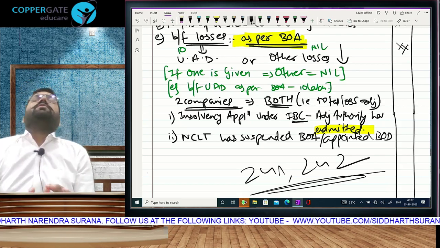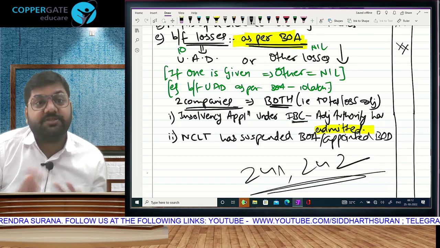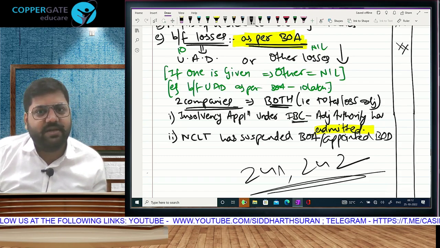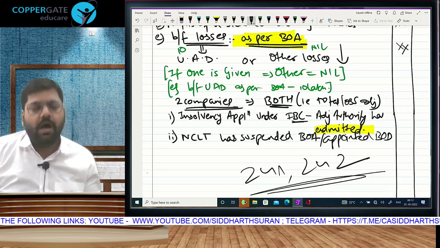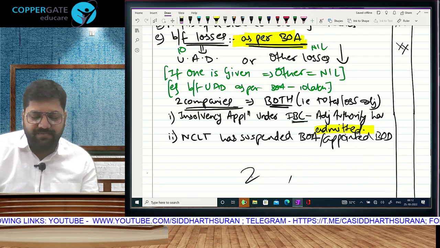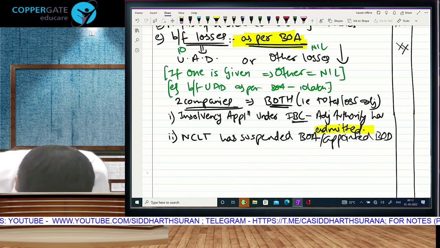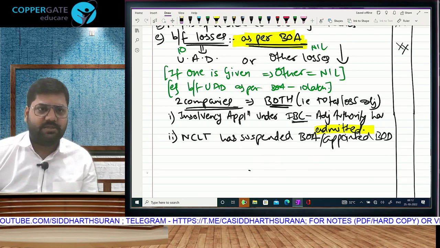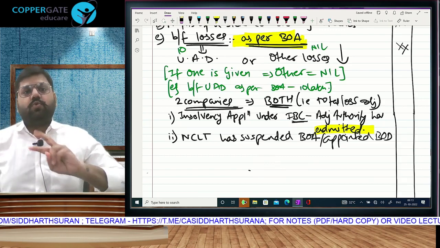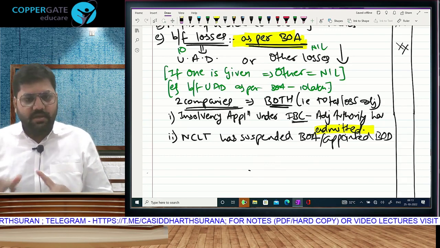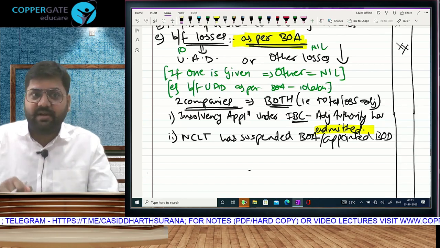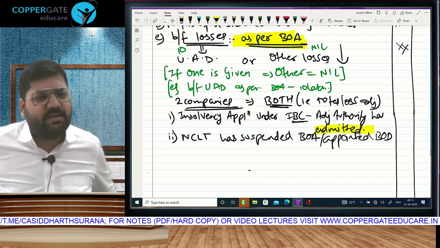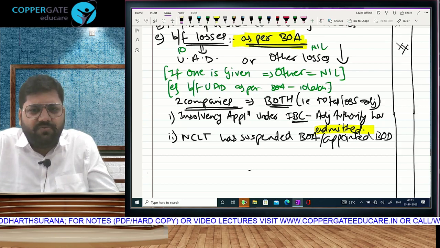All this teaches us only one logic, that the company is not in its good days. Something is wrong with the company. Because something is wrong, only then does the need of suspending BOD arise. And therefore, out of that bad situation of the company, we are allowing both the UAD as well as the other losses. Normally, we allow UAD or other losses, whichever is lower, but two companies will be allowed both. Which two companies? Company number one, insolvency application, but only if admitted by the adjudicating authority. Company number two, NCLT has suspended the board of directors. You can later verify the company law section numbers, 241, 242, whenever you study law.